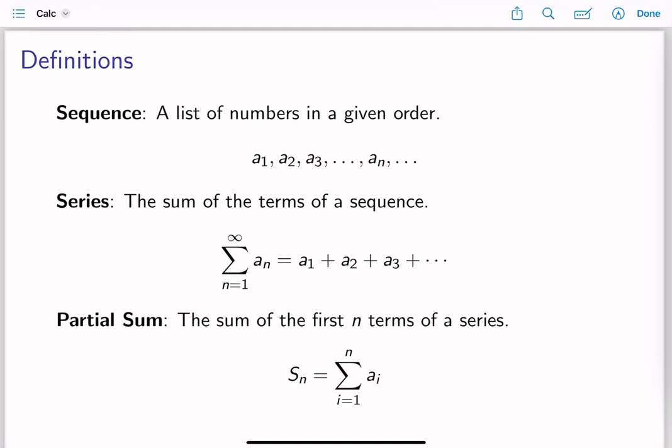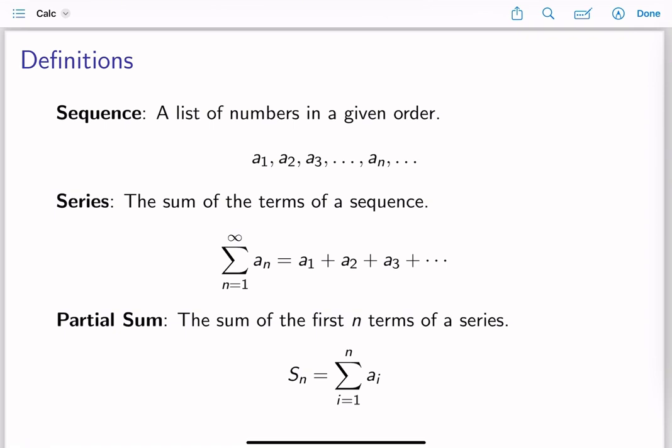Hello and welcome to a new video in a course on calculus. In the previous videos, we discussed the definition of sequences and the definition of limits, and we gave some tools for computing limits of sequences. So in this video and in the coming videos, we'll be working on a new chapter where we will discuss infinite series.